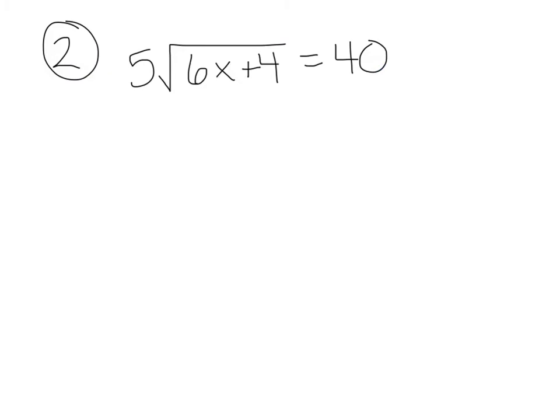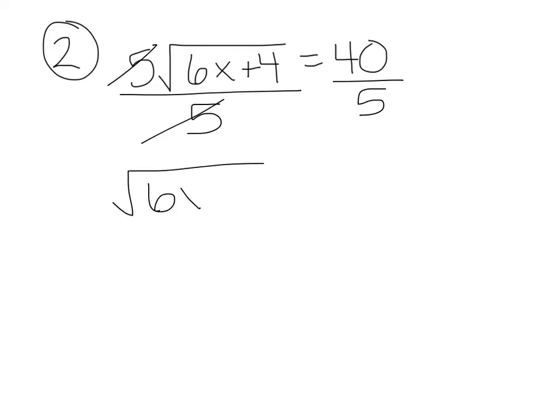All right, our next one here, this is what I was talking about when there's something on the outside of the radical. So this is what we want to get rid of first. If you think back to our two-step equations again, this is being multiplied by the square root. So how do we undo multiplication? Well, we're going to divide by the 5. That'll undo the multiplying by 5. We have to do the same thing over here. Law of equality. When we do that, we're left with square root of 6x plus 4 equals 8.